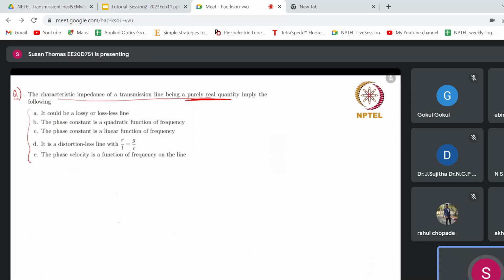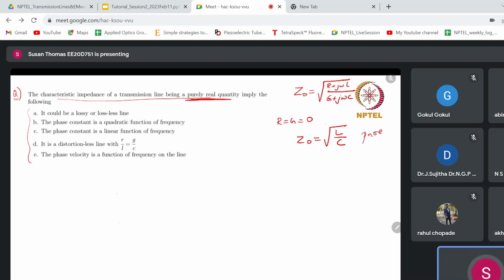Okay, so first thing, characteristic impedance. What is characteristic impedance? Z naught, that is the root of (R plus j omega L) divided by (G plus j omega C). When will this become purely real? Can you tell me any condition when this becomes purely real? When R and G are 0. Yes, that is the right answer. That is R equal to G equal to 0. Z naught becomes root of L by C, which is purely real.